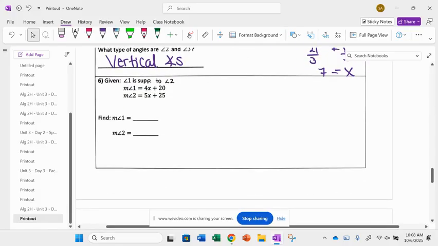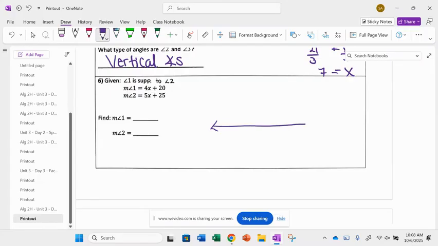Okay, so here there's no diagram. So we want to create our own diagram. It says angle 1 is a supplement to angle 2. Sup means supplementary, supplement. So if I have to draw my own diagram and it's saying supplementary angles, what kind of diagram do you think I should draw? Supplementary angles goes with what? Jack? 180. So I'm going to draw a 180 degree straight angle.